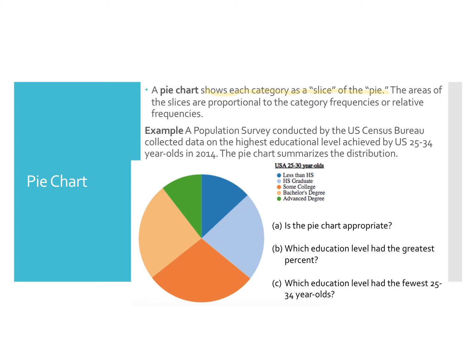First of all, is the pie chart appropriate here? I would say it probably is. Now, the advanced degree and less than high school is a little difficult to decide which sector is really bigger, but I think it's overall okay. Ideally you would want to have your labels in the specific sectors. Which education level had the greatest percent?